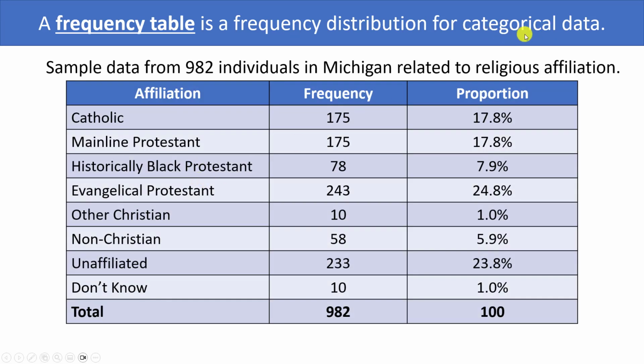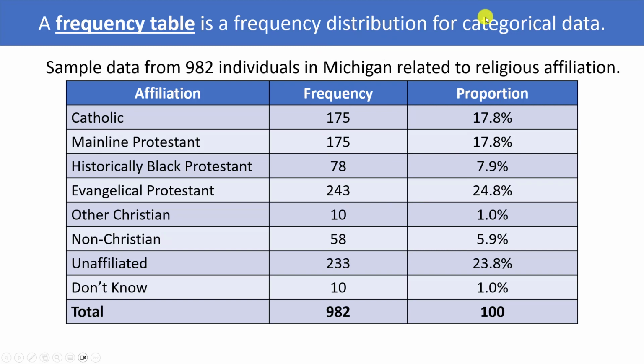Well, a frequency table is going to do basically the same thing, but for categorical data, right? So here we have a sample of 982 individuals in Michigan, and we have their religious affiliation. In this case, the variable is categorical, which is religious affiliation, which is different than before where we had something quantitative, like the number of miles that you're commuting to get to your job. So now in our first column, we have whatever that variable is, in this case religious affiliation, rather than classes like we had before. But other than that, we're going to have this in a very similar form. We're going to have frequency as our second column.